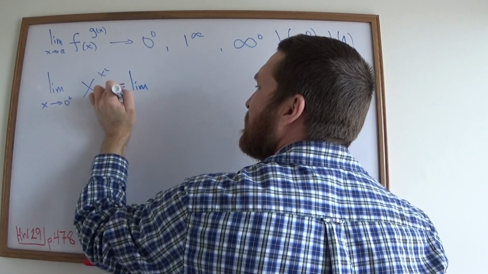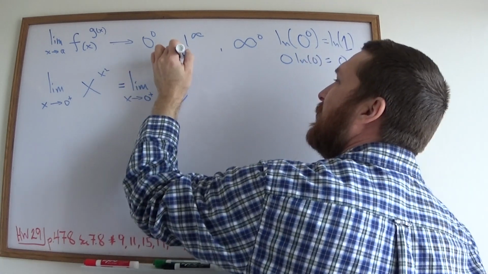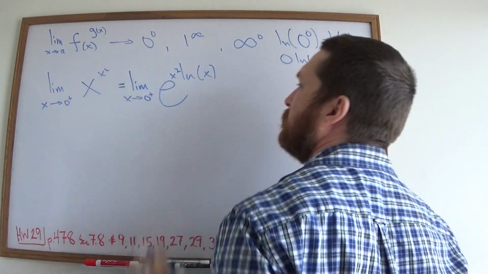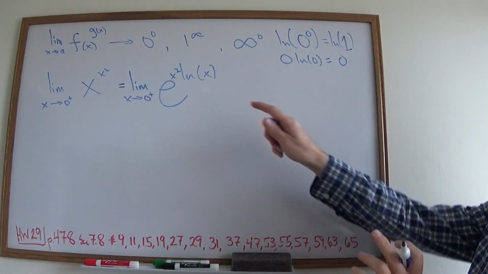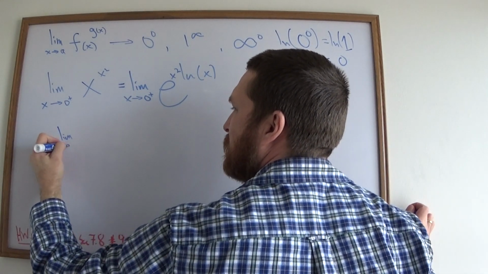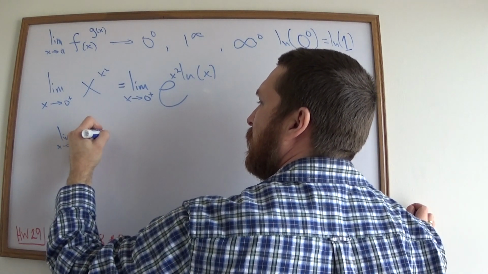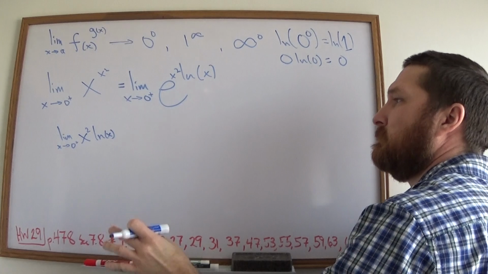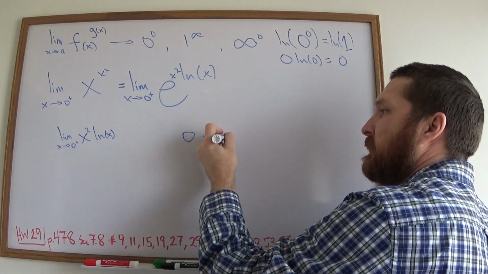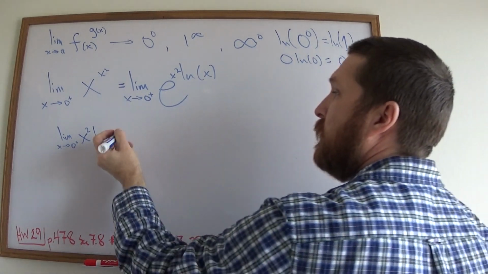This is the same thing as the limit as x goes to 0 from above of e to the log x squared. The x squared drops down. So now we say, okay, that's the same thing as the limit as x goes to 0 from above of x squared log x. This goes to 0 times negative infinity. Ah, so it's indeterminate.